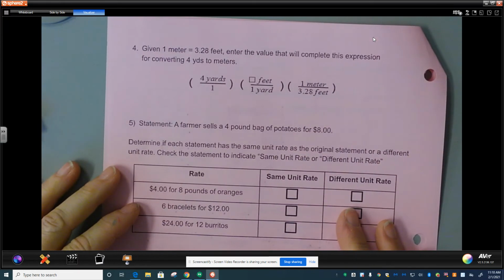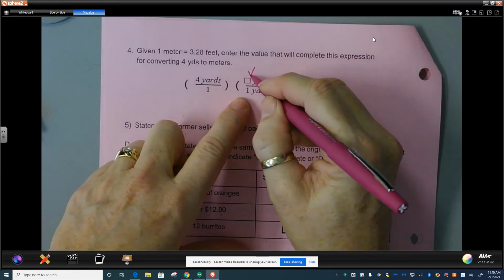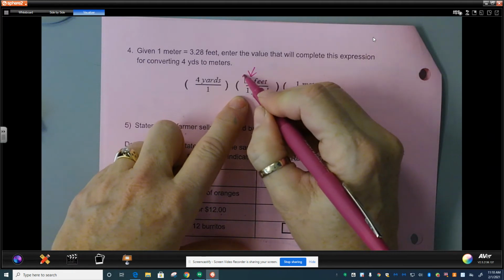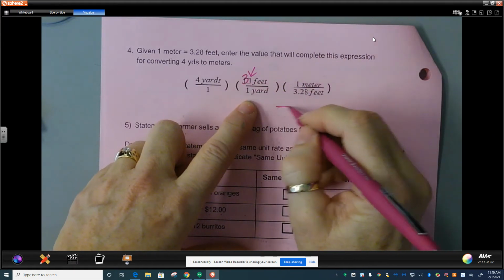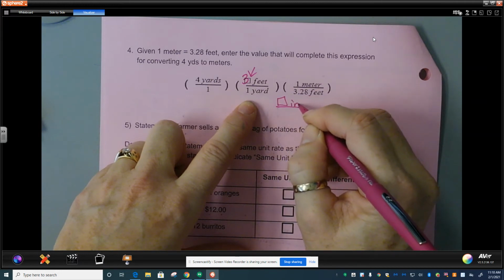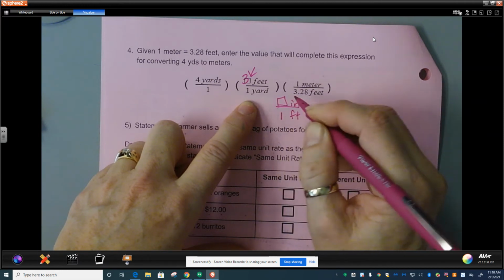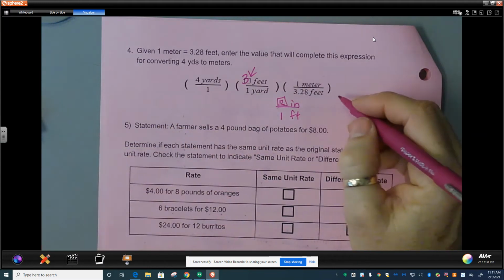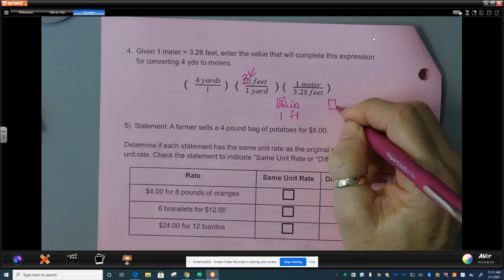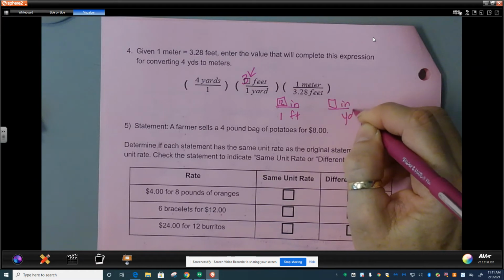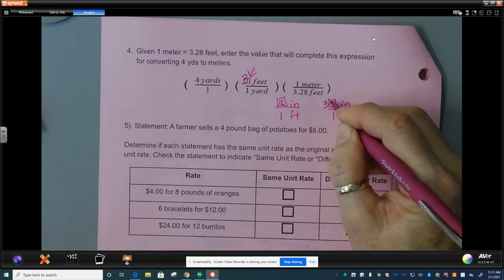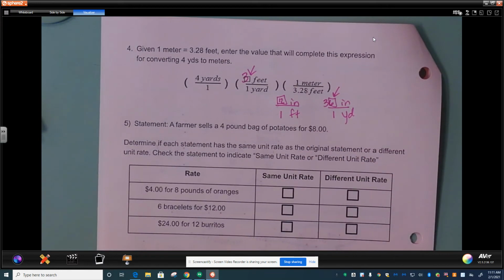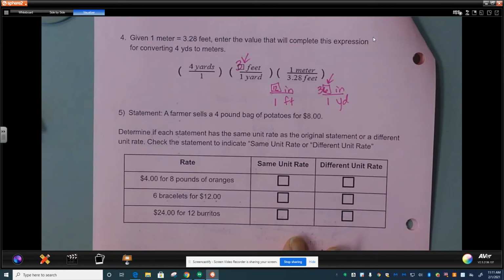You will have a problem like this. This is something they expect you to have memorized. How many feet are in a yard? Well, there are 3 feet in a yard. Or they might say, how many inches in a foot? There are 12 inches in a foot. Okay. Or they might say, how many inches in 1 yard? There are 36 inches in a yard. All they want is you to put the number in the missing box. You do not have to solve the problem.